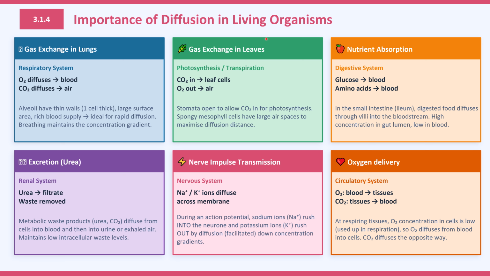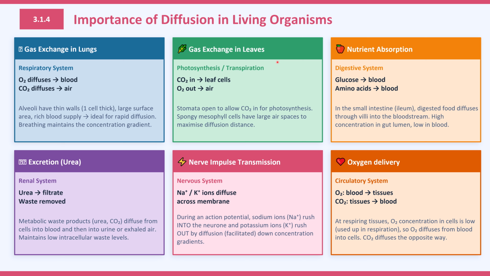So the first part is about respiration and gas exchange. First, let's look at the respiratory and circulatory system. In the lungs, oxygen diffuses from air into the blood while carbon dioxide diffuses out. Our alveoli are perfectly designed for this. They are only 1 cell thick and have a massive surface area to make this exchange as fast as possible.